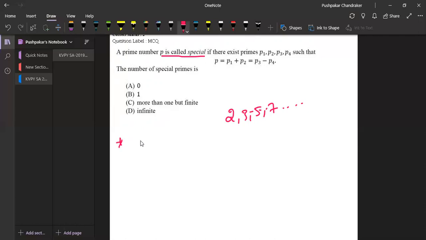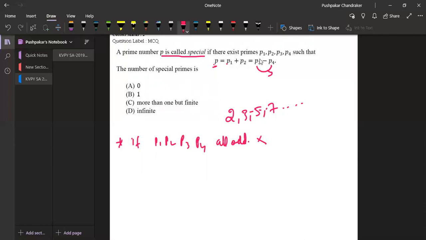Now let us see the possibilities. If P1, P2, P3, P4 all are odd, then that case is not possible. Why is it not possible? Because then this side will become odd minus odd, which is an even number. An even number means this number has to be 2. Because P is also prime, and this is even and should be prime, the only possibility is 2. But if this is 2, then for P1 plus P2 there's no possibility like that. There are no 2 prime numbers, because 2 is the smallest prime number. So P1 and P2 will not exist. So this is not possible.